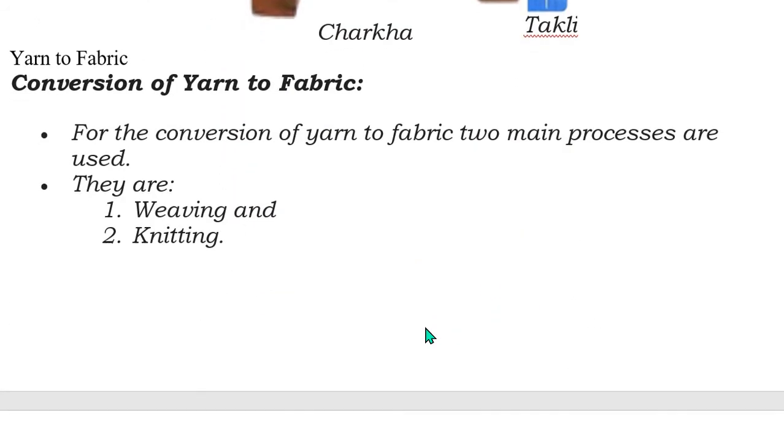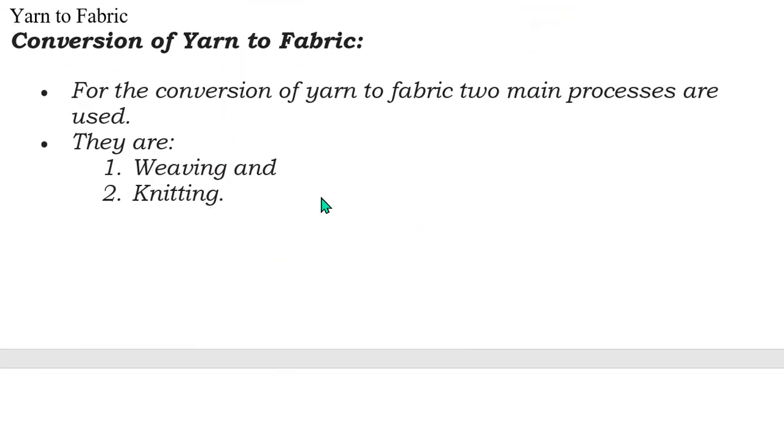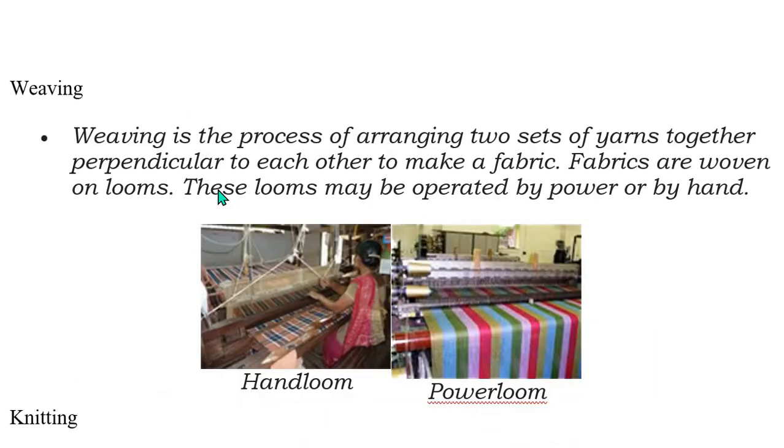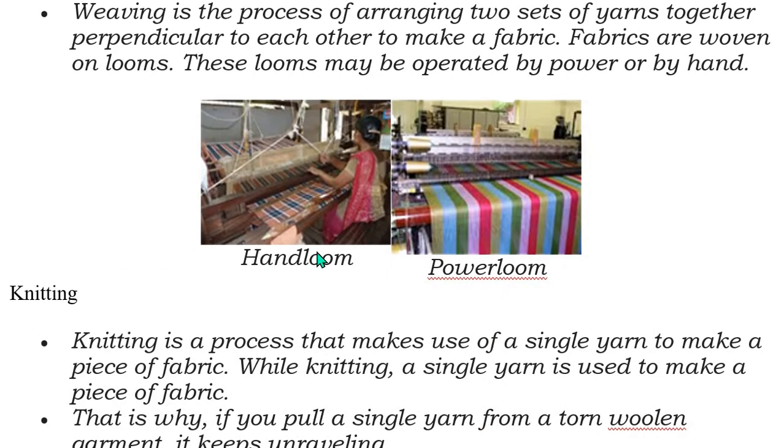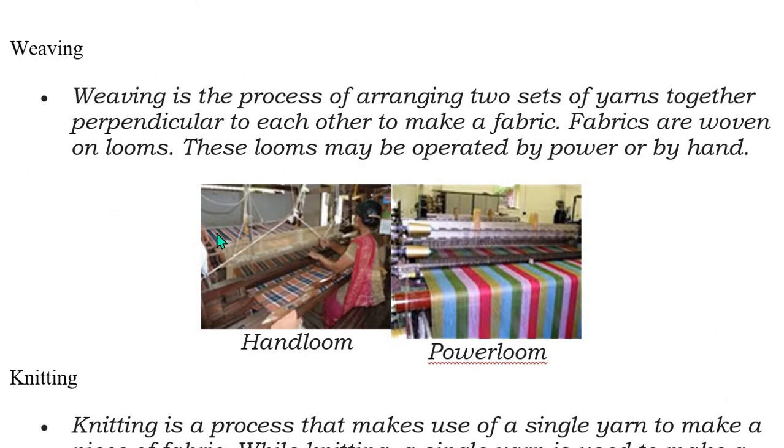Then the conversion of yarn to fabrics. Once the yarn is made, it is made into fabric, and the processes used are either weaving or knitting. In weaving, machines are used, and weaving is an arrangement of two sets of yarns. Here you can see sets of yarns placed perpendicular to each other, horizontally and vertically, and then the fabric is woven on looms.